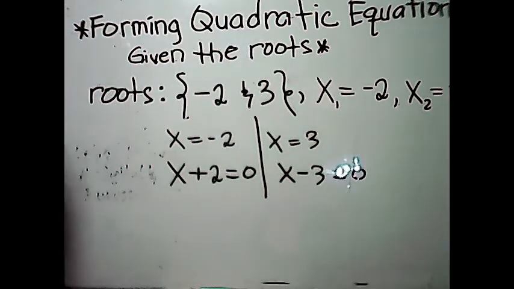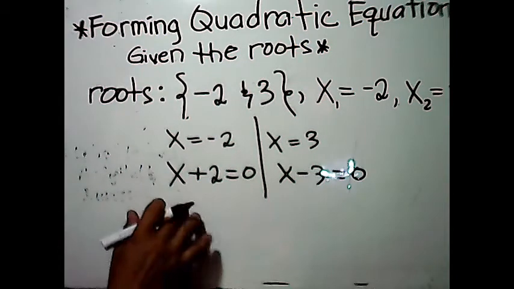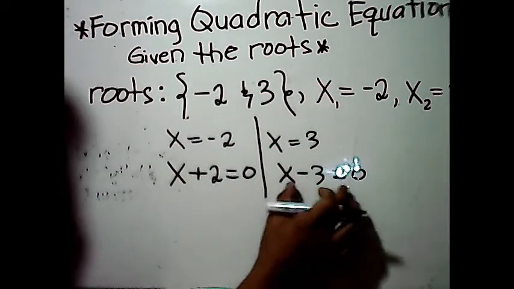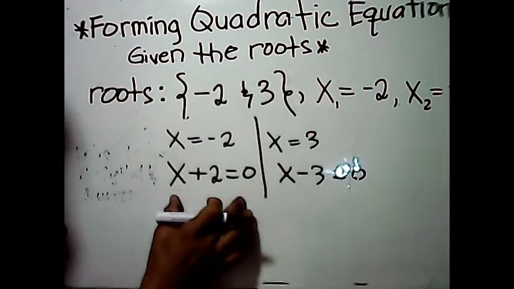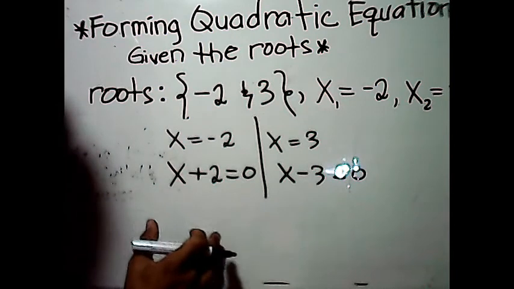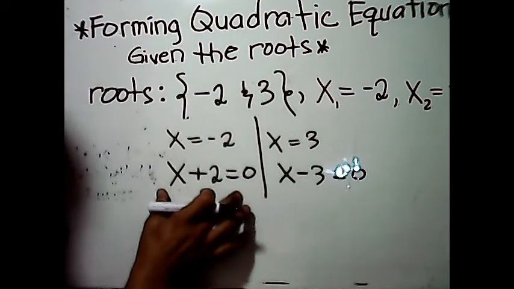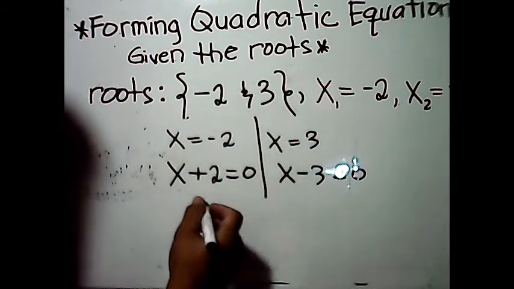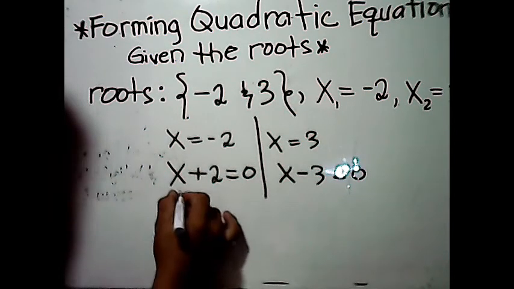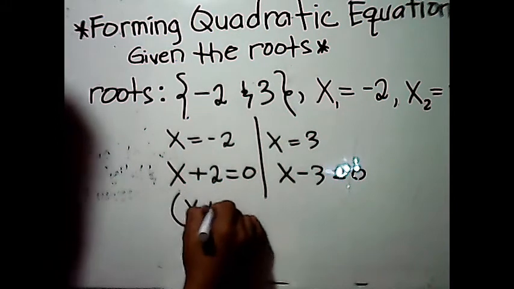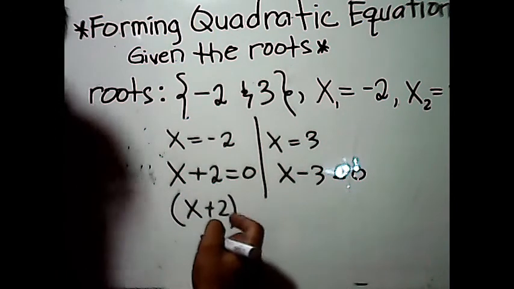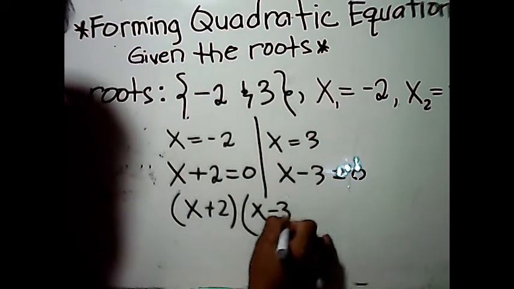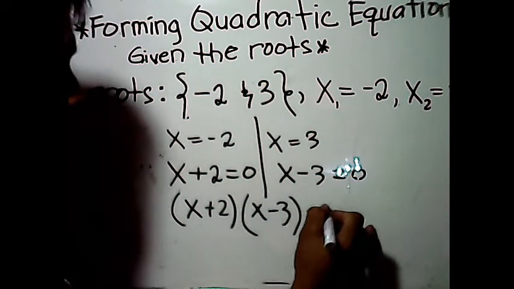So that is applying the addition property of equality. I hope it is clear for you. So we have here two equations equal to zero, and we will express this as a product, since in this part we apply the zero product property, where each factor is equated to 0. So this will become x plus 2, expressed as a product of binomials, times x minus 3 equals 0.